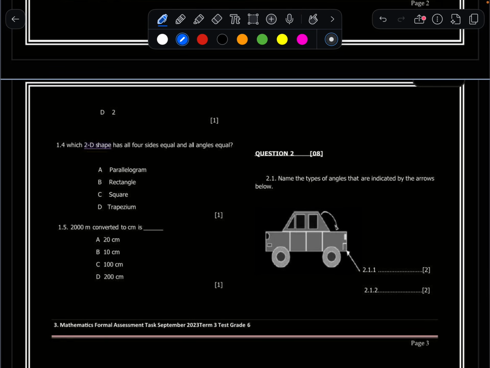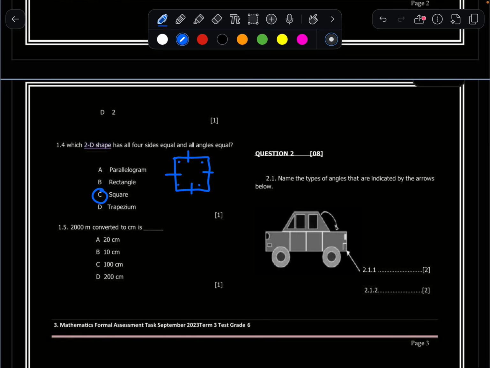1.4, which 2D shape has all 4 sides equal and all 4 angles equal? And that is a square. So we can see if we have a square, all 4 sides are equal and all 4 angles are equal.